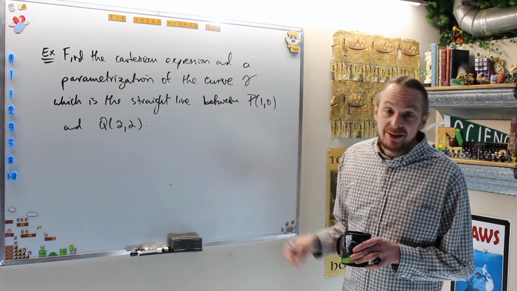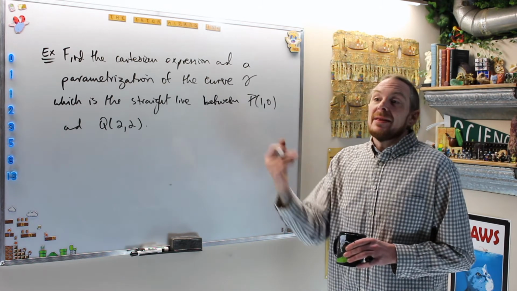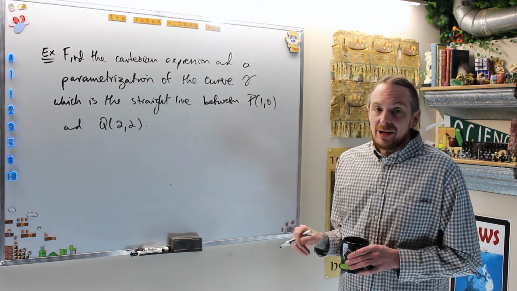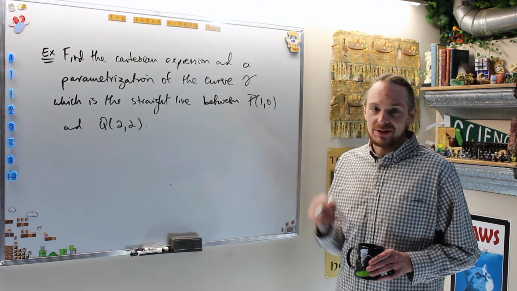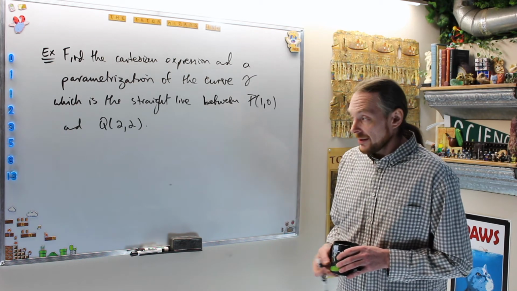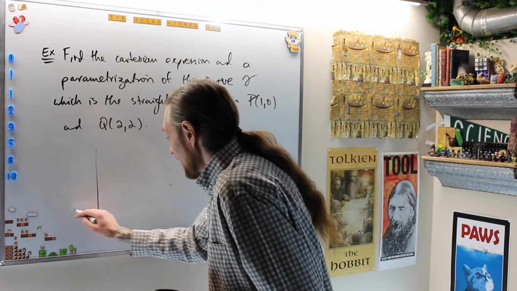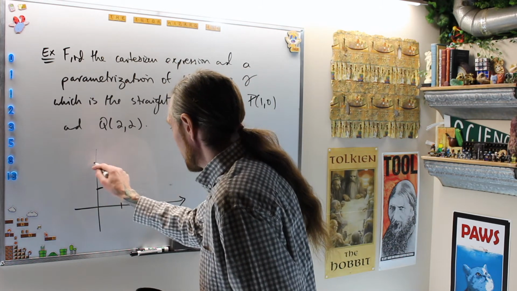I'll build you the regular Cartesian where x is the independent variable and y depends on that. And then for a straight line, the easiest parameterization is to just set x equal t, and then y is a function of x and therefore a function of t, and then I have a parameterization. Let's do that.